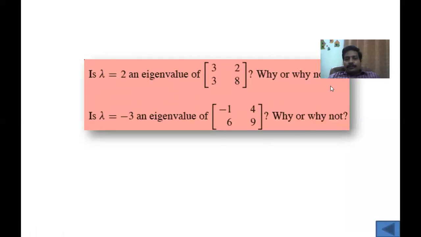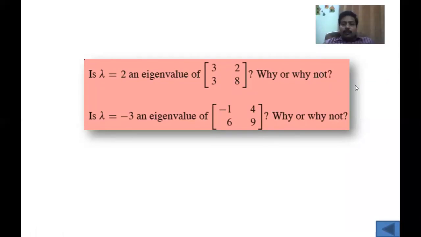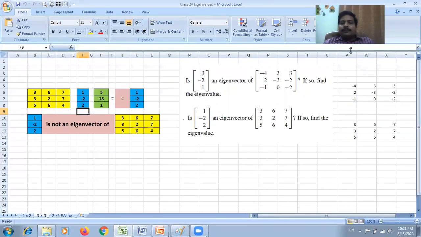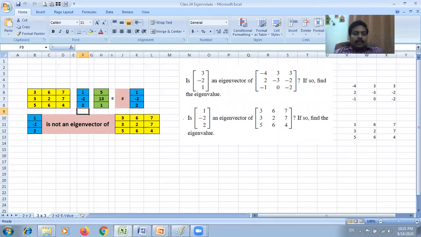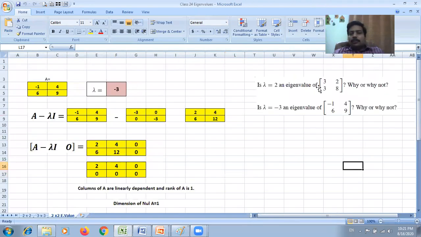So let us check these two problems also. Is lambda equal to 2 an eigenvalue of the matrix [3 2; 3 8]? Why or why not? Similarly, there is another problem. Let's go back to our Excel lab and check these two problems here.